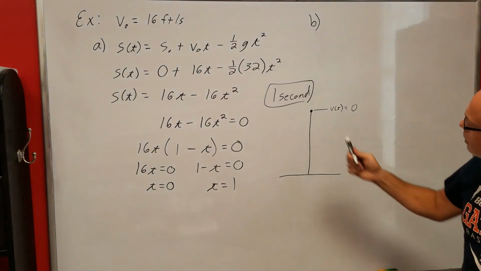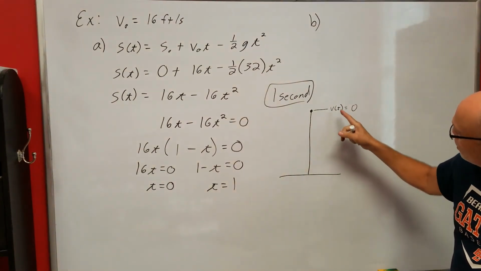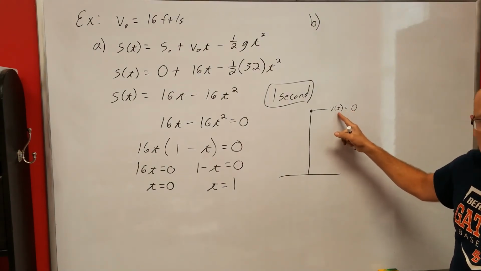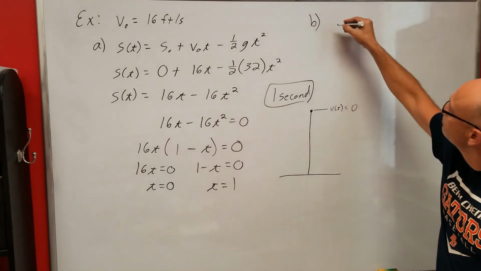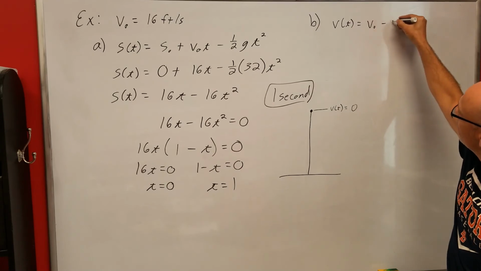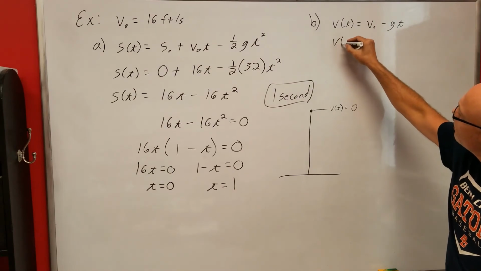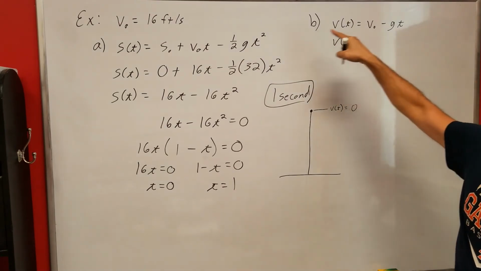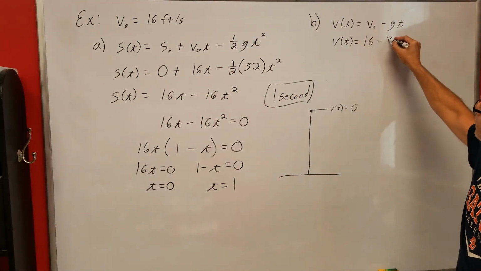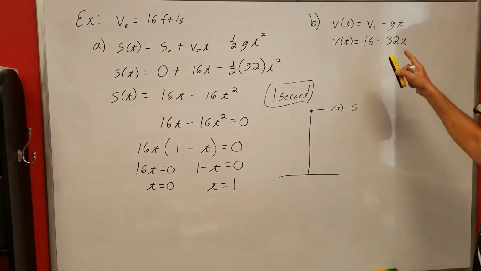So how do I find when it hits its highest point, or where it stops moving? Whenever my velocity function is equal to 0. So let's find our velocity function and set it equal to 0. What did we talk about for free fall motion? The velocity function is V sub 0 minus g times t. So my velocity function will be 16 minus 32t, right? There's my velocity function.